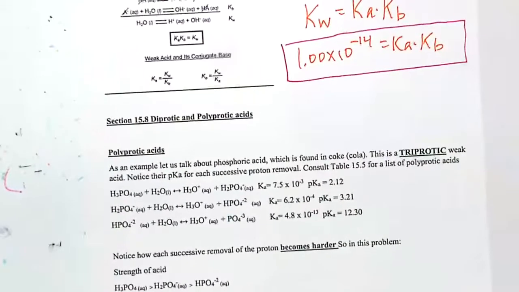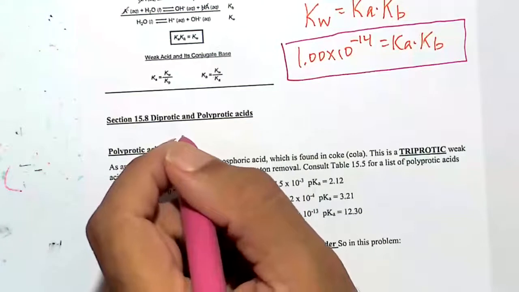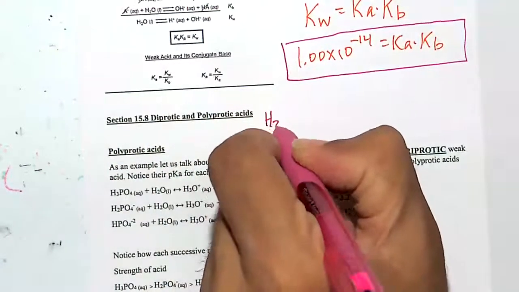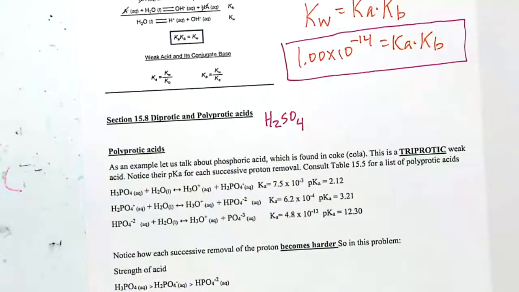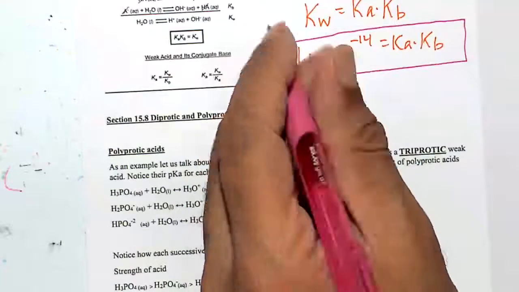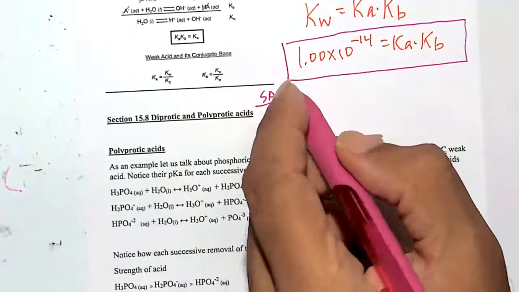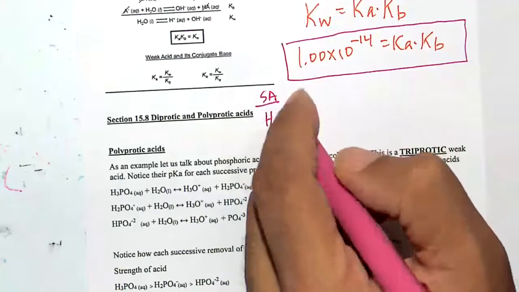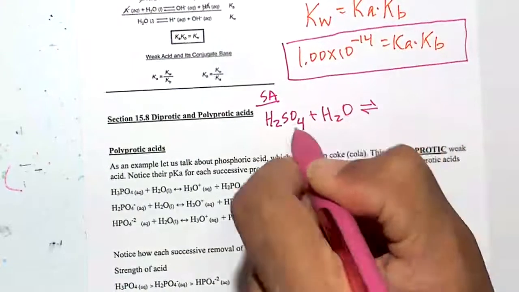All right, let's talk about polyprotic acids. Polyprotic acids have not just one proton, but two protons or three protons. In our strong acid list, one of the strong acids, if you remember, is sulfuric acid. But it's the first proton that is strong. The second proton is not as acidic. The first proton comes off easy. The second proton, not so easy. And here's the equation for that.